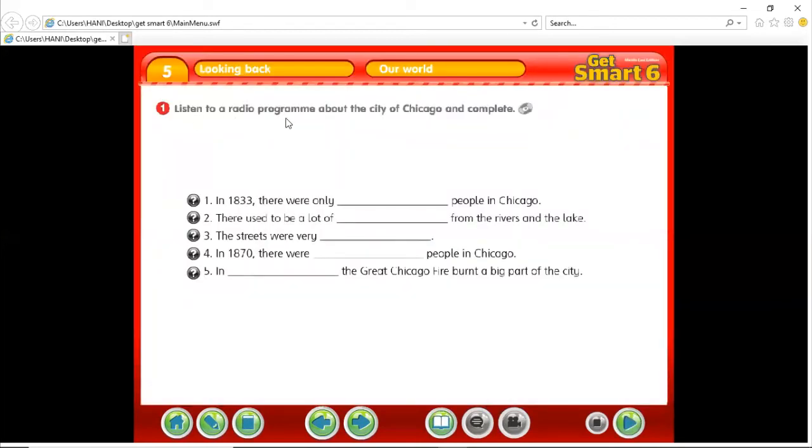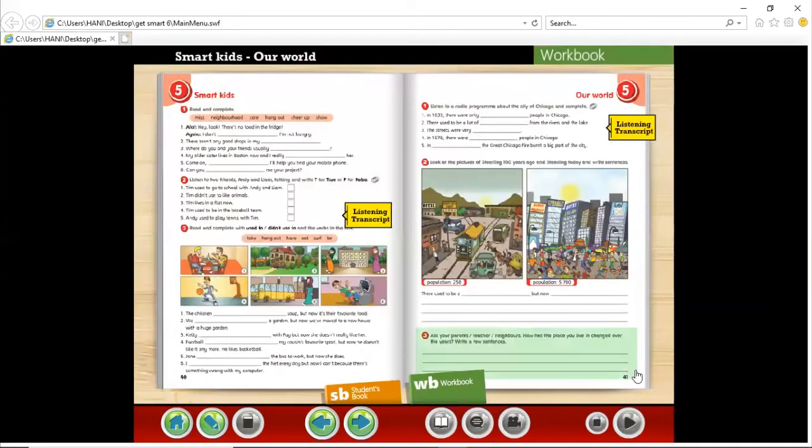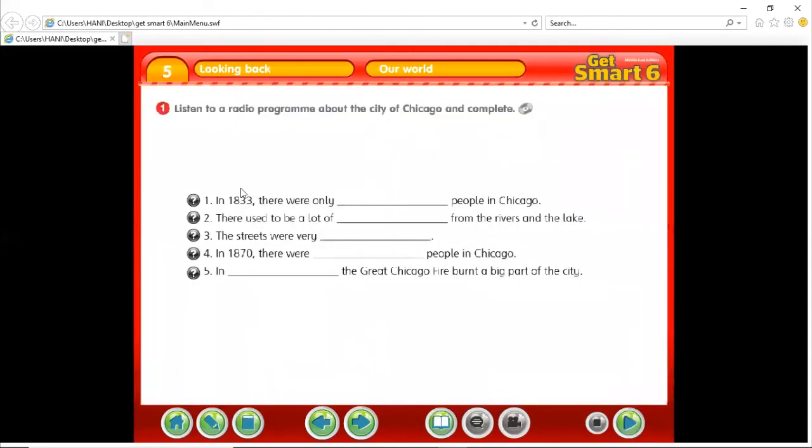Listen to a radio program about the city of Chicago and complete. Okay, so again, I'm sorry, workbook, page 41. And page 40 is a kind of homework. You are going to do it at home, and yes, take a picture of it and send it to me, inshallah, on the website. Page 41. Listen to a radio program about the city of Chicago and complete. We are going to listen, and you're going to tell me what to write here in these spaces.